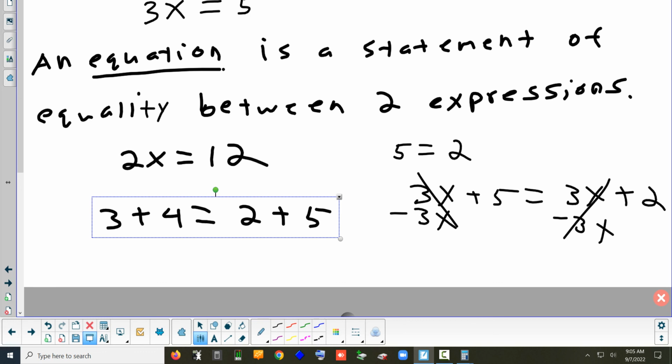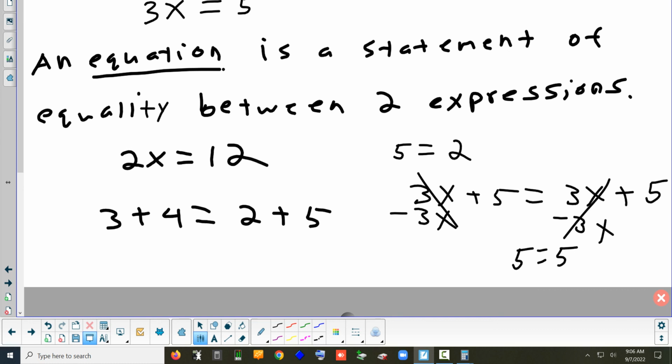Now, how about this one? 3 plus 4 equals 2 plus 5. What do you notice about that? The numbers are different, but they're still equal. So that would be something like this. If I said 3x plus 5 equals 3x plus 5, and you subtract 3x from both sides, you're going to end up with 5 equals 5. What that means is that it's an equation that is always true. You can't pick a value for this equation that would make it not work. If every value would work.